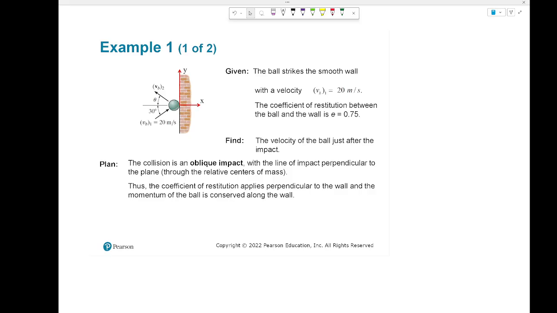So there is a ball that comes to a vertical wall, and initially it has a velocity of 20 meters per second. When it impacts the wall, it has an angle of 30 degrees. You are asked to find the two unknowns you're seeing here, vB2 and theta. Theta is the angle with the horizontal at which the ball comes back from the wall, and vB2 is the velocity once it comes back from the wall. Those are the two.